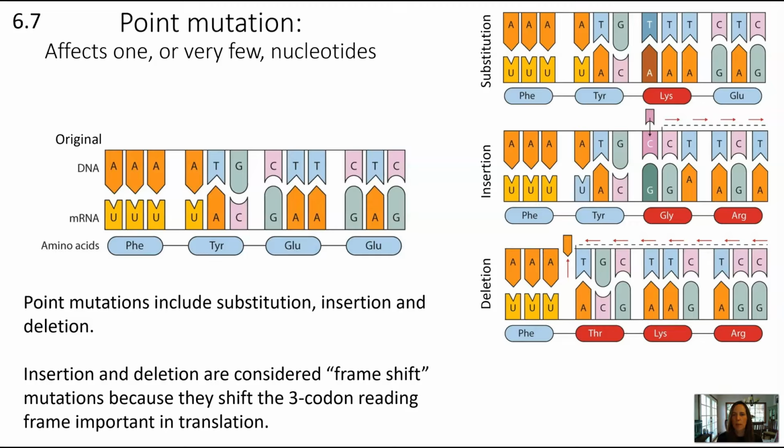The mutation type on the top is a substitution, where one nucleotide is switched out for another. The one in the middle is called an insertion, where we get an addition of a nucleotide. And the one on the bottom is a deletion, where we lose one of the nucleotides of DNA. Insertion and deletion are considered frame shift mutations because they shift the 3 codon reading frame that's important in translation. So what you're seeing in this diagram is, on each of these, DNA, mRNA, and amino acids. So you can see how a change in DNA may affect the eventual order of amino acids.